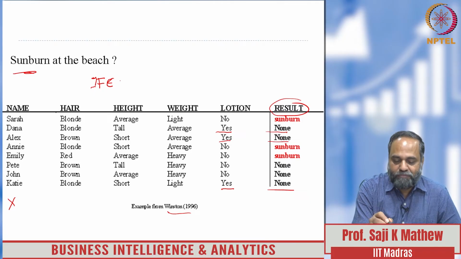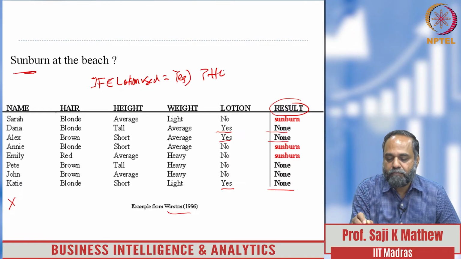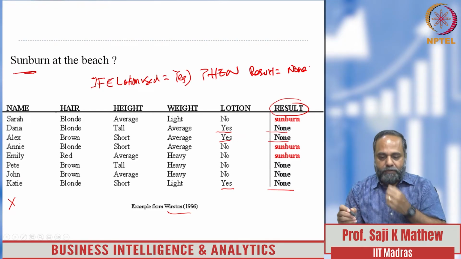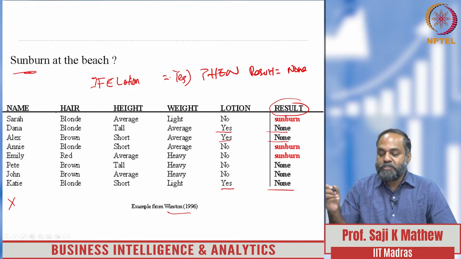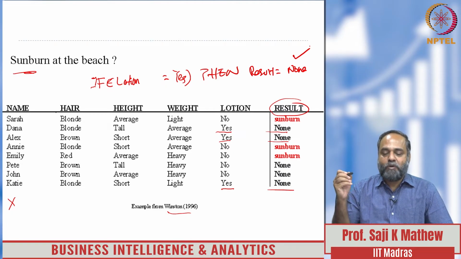So if lotion used is equal to yes, then the outcome is, in our case, result is the name of the variable. Let me write: result is equal to none. Lotion is used is not there, so let me only put that much. If lotion is equal to yes, then result is equal to none. This is a valid rule that you can extract from this small set of data.